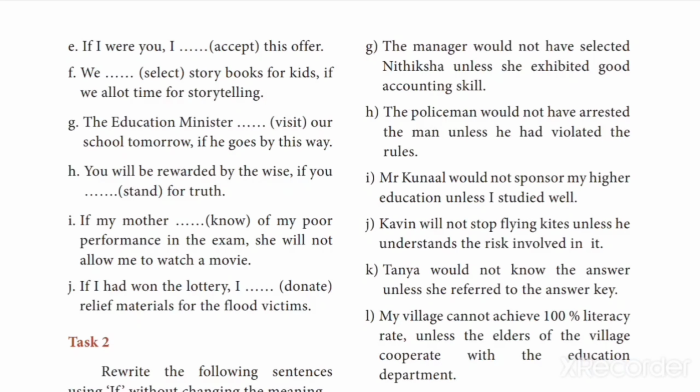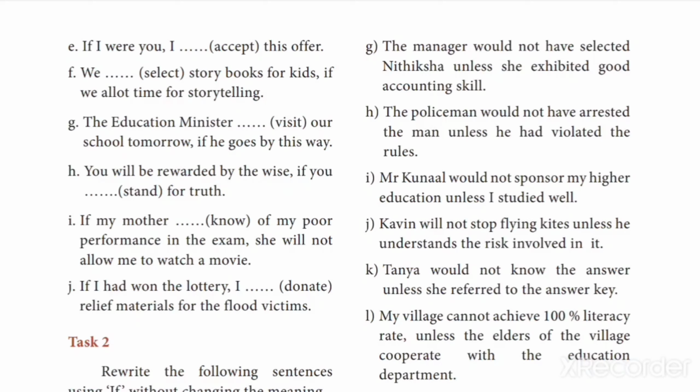Coming to F. We dash select storybooks for kids if we allot time for storytelling. In the if clause the verb is in present simple, allot. So the main clause must be in future simple, that is will plus infinitive. So the answer is, we will select storybooks for kids if we allot time for storytelling.